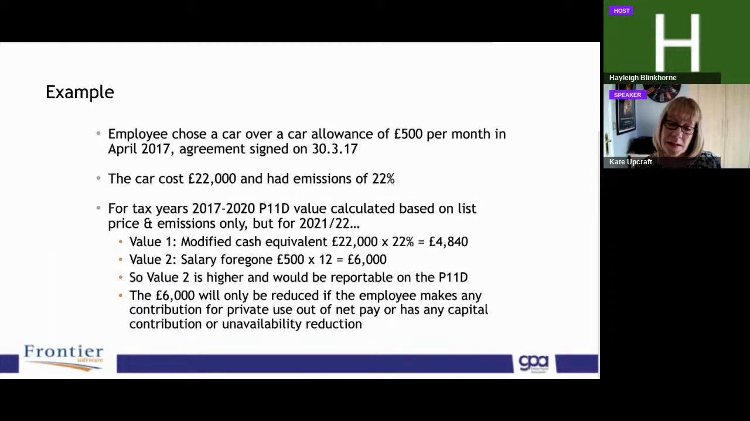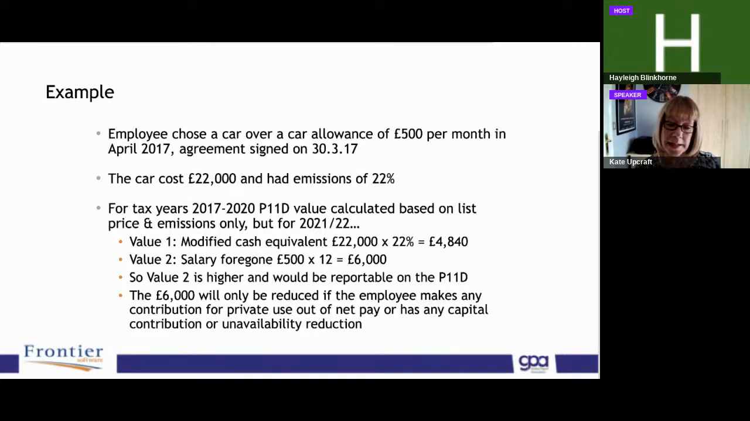So you can see that that's what the government wanted to achieve: more tax to be paid by the individual, more Class 1A national insurance by the employer, and so dissuading employers from having those sort of choices within their policies because of the impact on the employer and the employee.